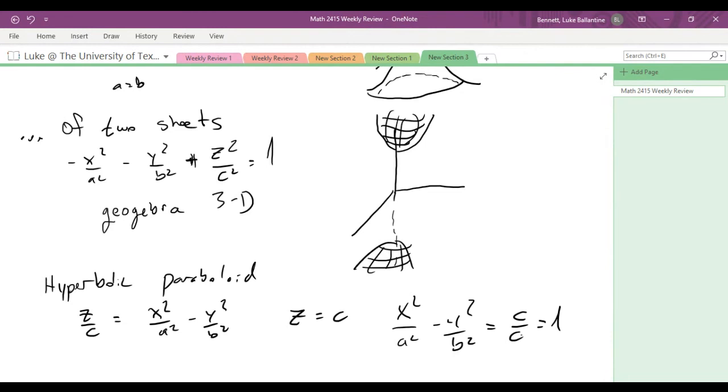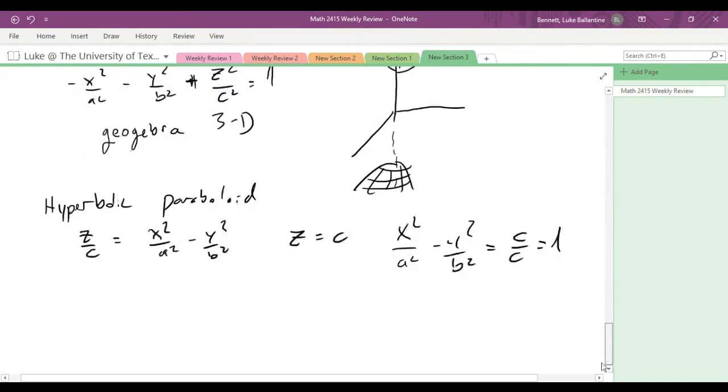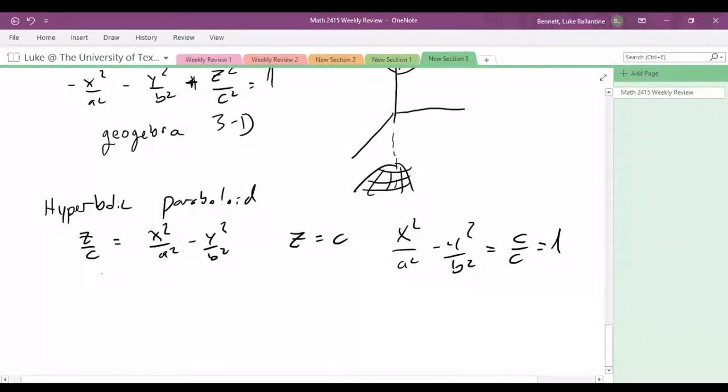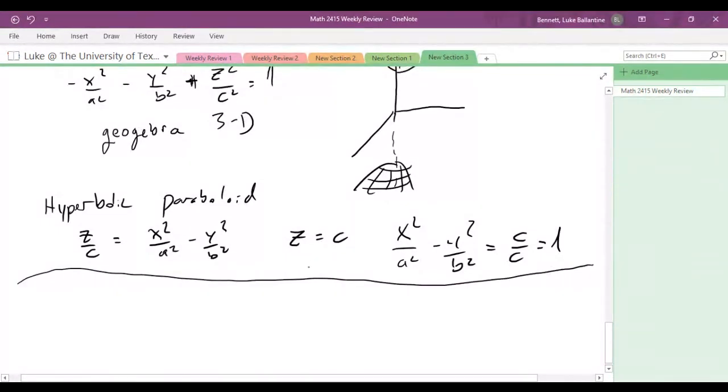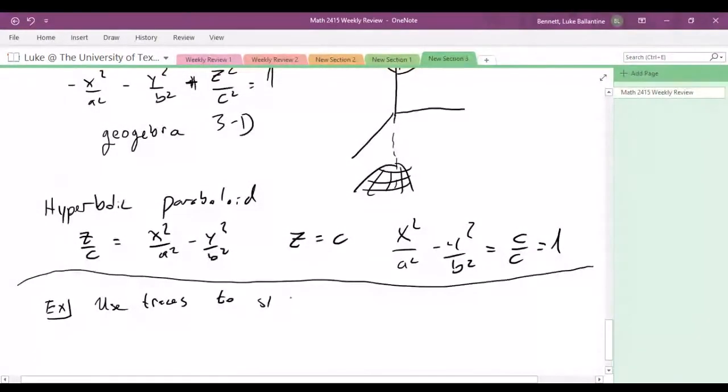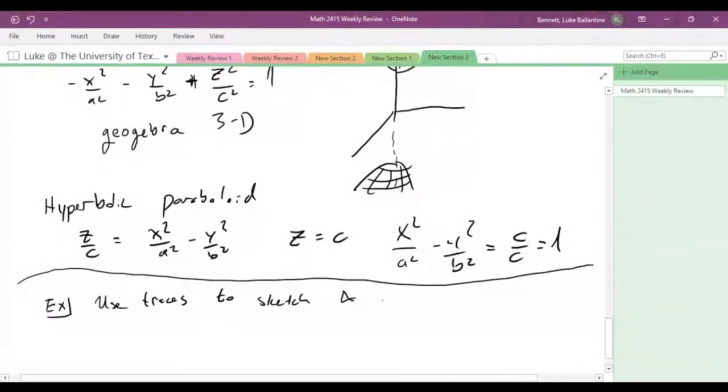Okay. So now I got some questions similar to the homeworks, and we can try to do them. We can see what they look like. So example: use traces to sketch and identify the surface.